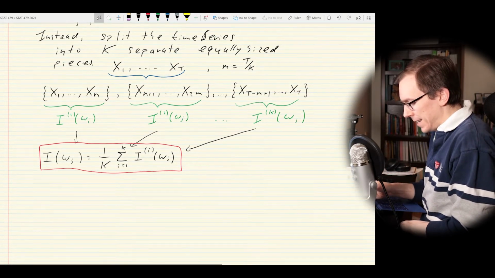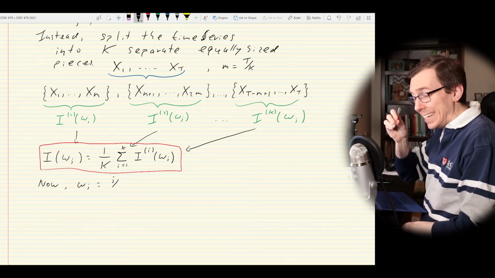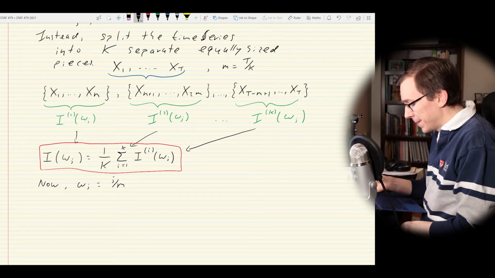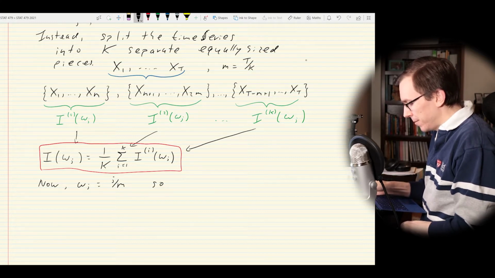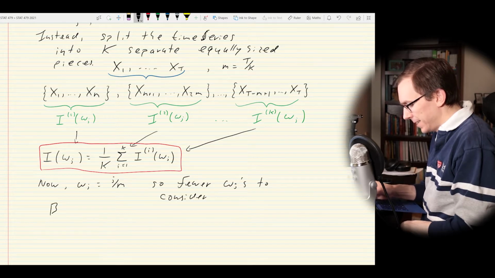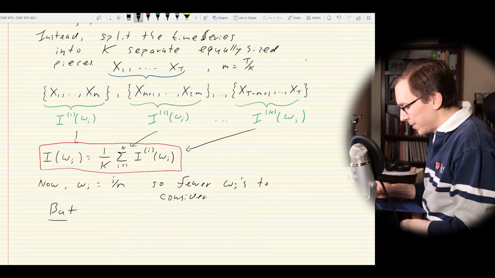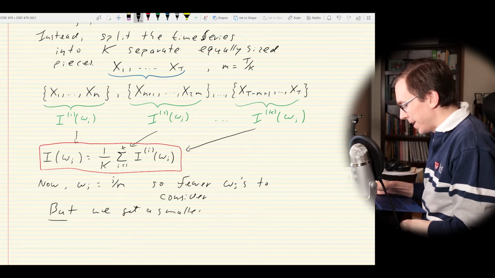All right, so what is the effect of using this new estimator via the Bartlett method? Well, the idea is that now omega j is going to be j divided by not capital T, but lowercase m. So fewer omega j's to consider. But, and this is the big but, the point is that we get a smaller variance.